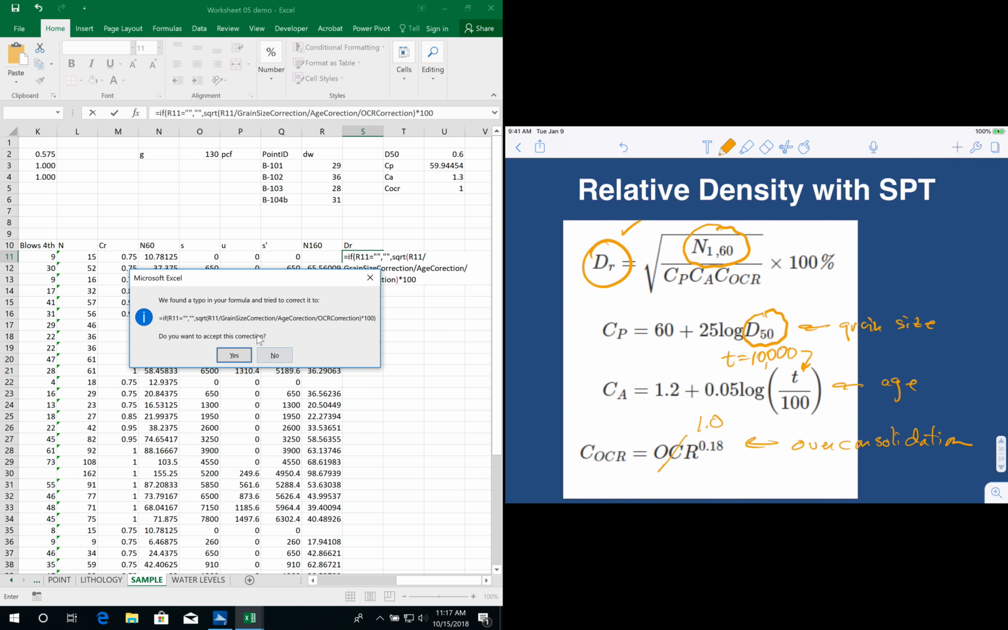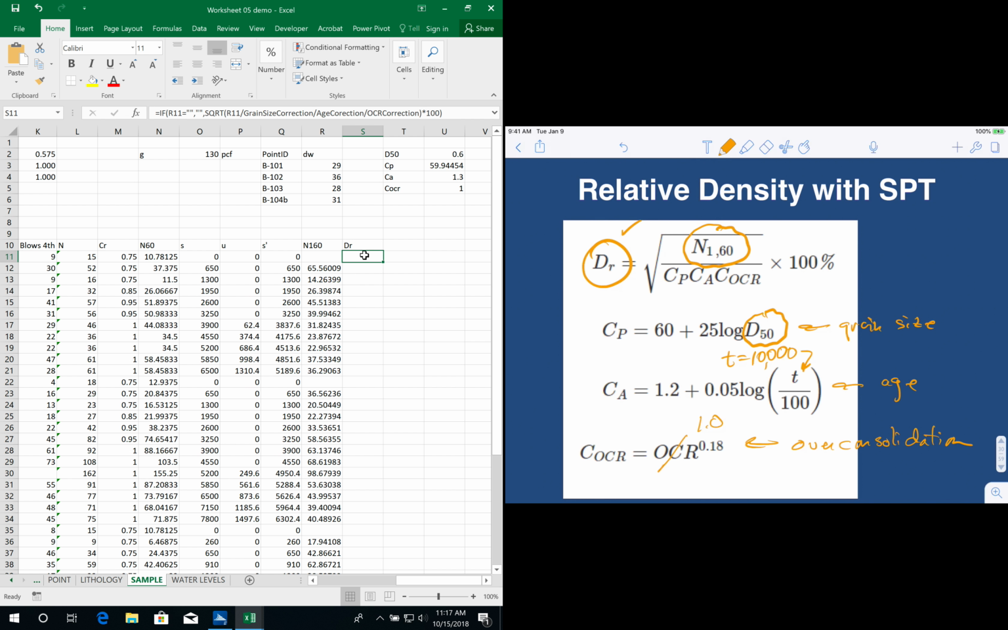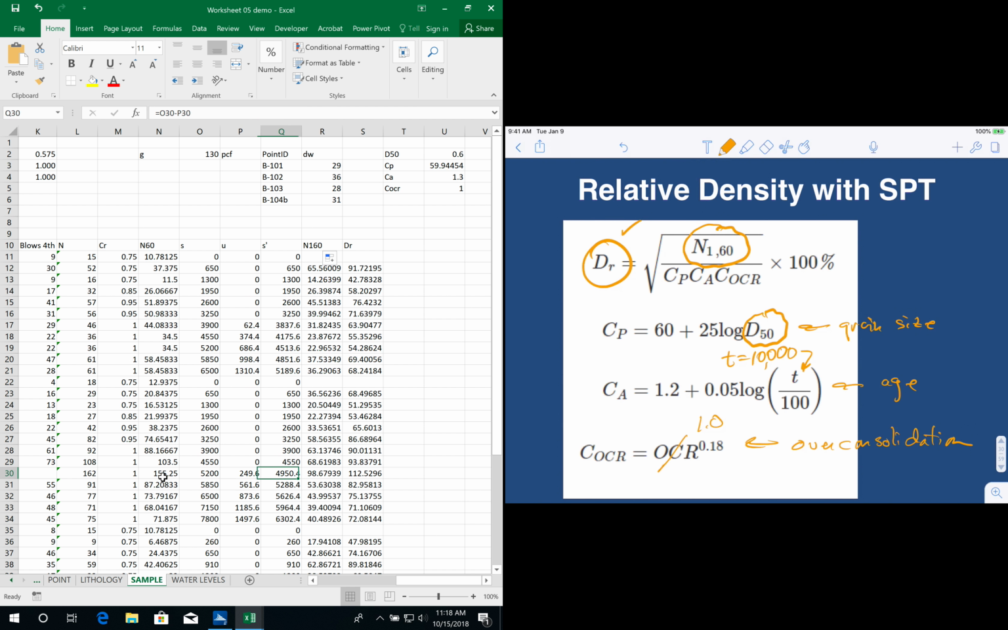I made a typo, so let's fix that. Hopefully it corrected me correctly. And there we go. You can see a few of these are a little bit high, and that might be because we have excessively high blow counts for that value. Sometimes that sort of thing happens. Like over here, you've got a blow count of 155. That's an irrationally high blow count. Even the blow counts over here, 165. So some of the values might be more than 100, and that is okay.